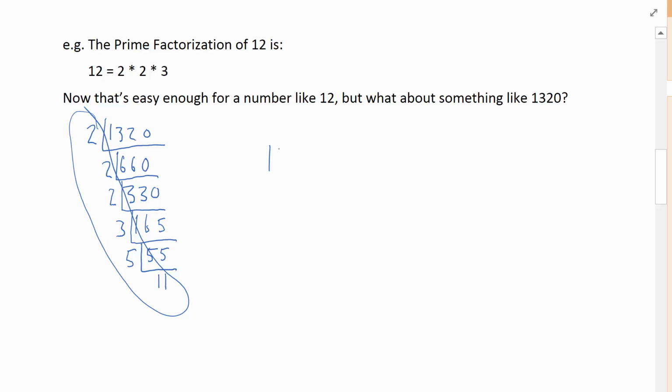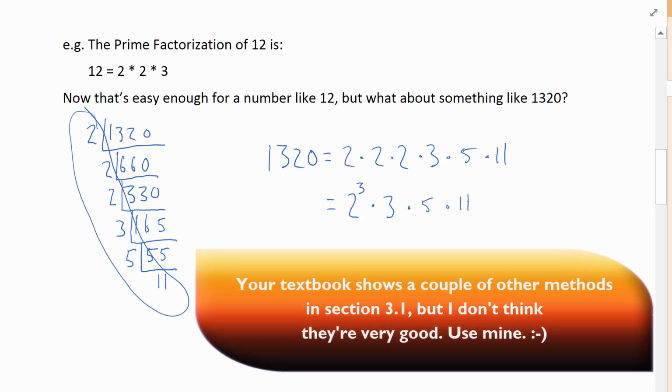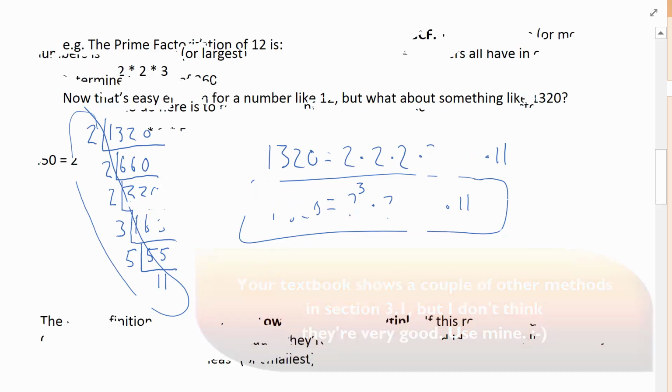So I can say 1320 is equal to 2 times 2 times 2 times 3 times 5 times 11. Or better yet, since I've got three 2's multiplying each other, I can use exponents to say this is 2 cubed times 3, there's only one of them, times 5, there's only one of them, times 11. And we have carried out here a little method to get the prime factorization of 1320.